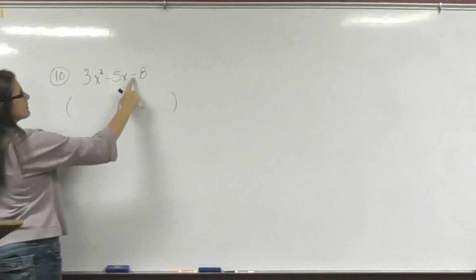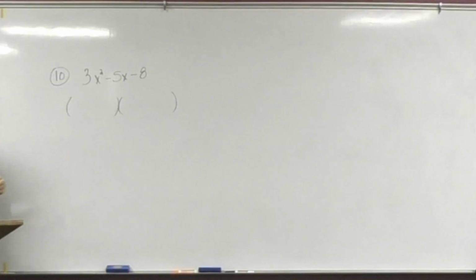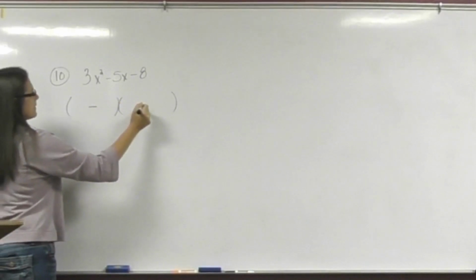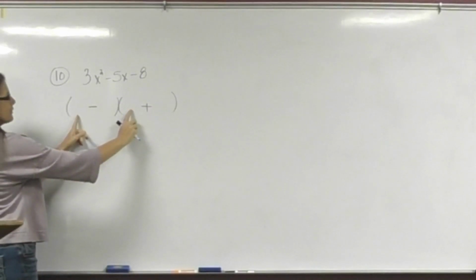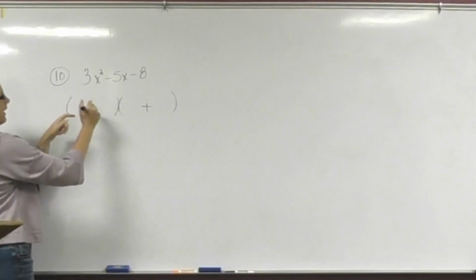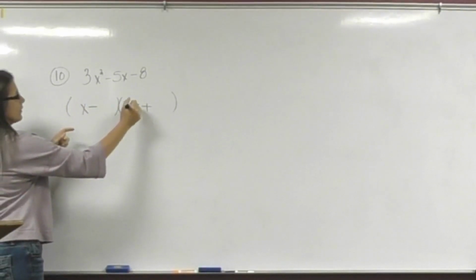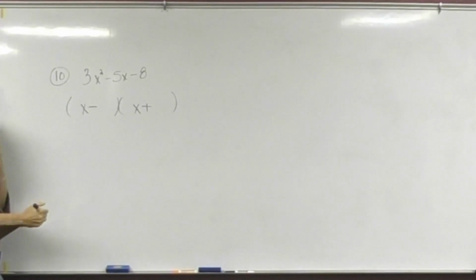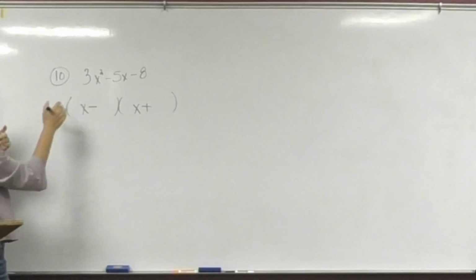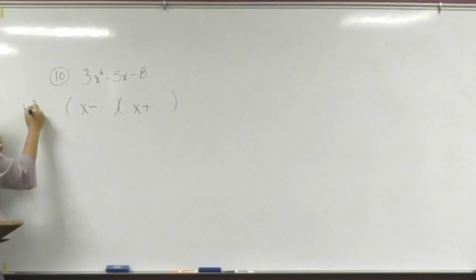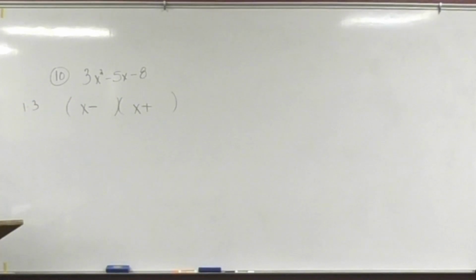So this second sign over here tells me that my signs are going to be different, right? So I've got a minus and a plus. And I know that these first terms right here have to have x's in them because that's the only way I'm going to get an x squared, right? Okay, so then we have to just start playing with these factors. We've got factors of 3. Fortunately, it's either a 1 or a 3.